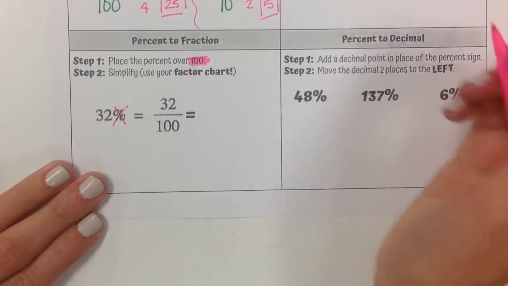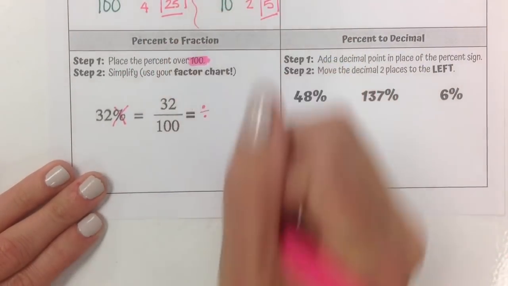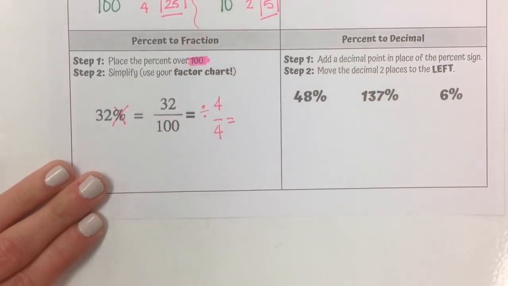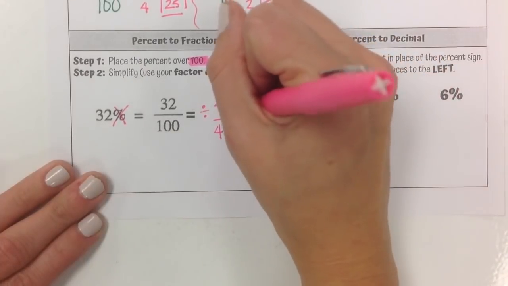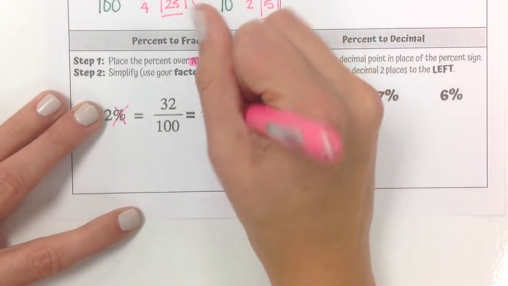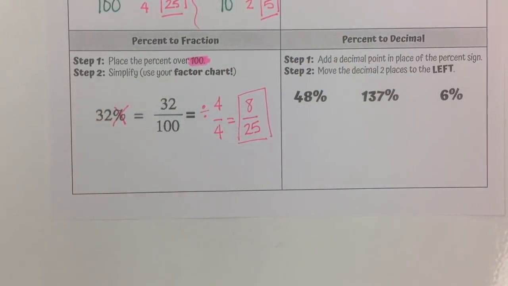Then we simplify using our factor chart. If I look to see what they both divide by, they both divide by 4. 32 divided by 4 is 8. 100 divided by 4 is 25. So their simplified fraction is 8 over 25.